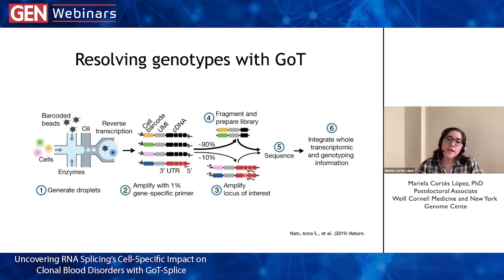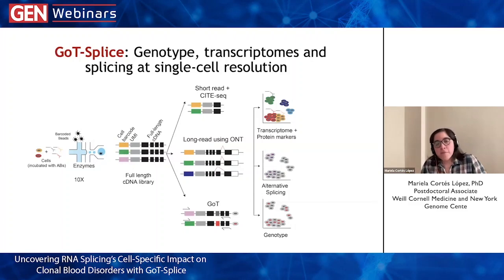However, it was still relying on short-read sequencing. But recent advances in long-read sequencing will allow us to expand this GoT framework. And in a recently published study, GoT-Splice, we describe how we can combine GoT with other technologies to make it more precise and help us understand the characterization of complex samples.